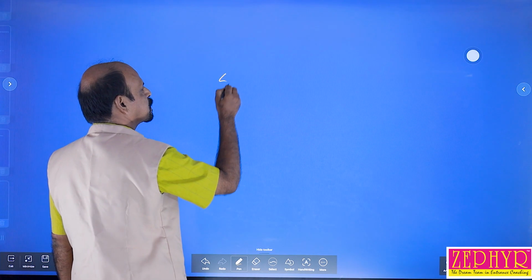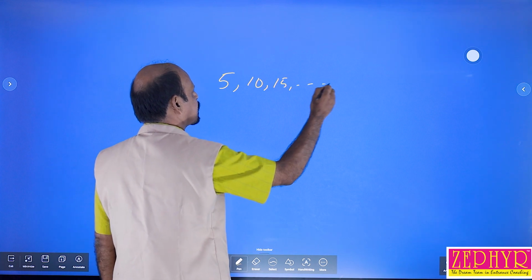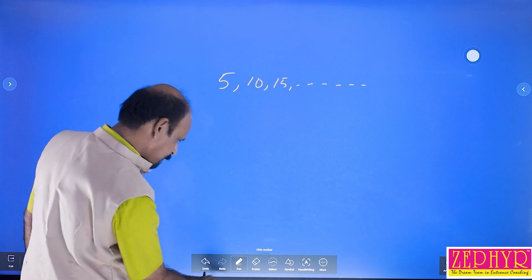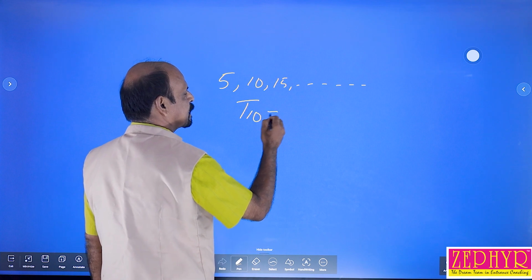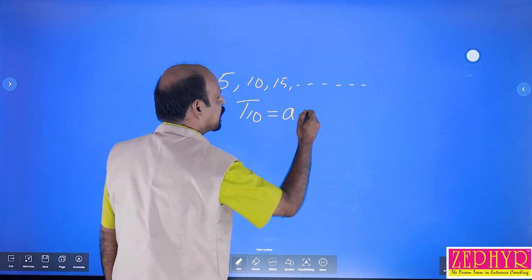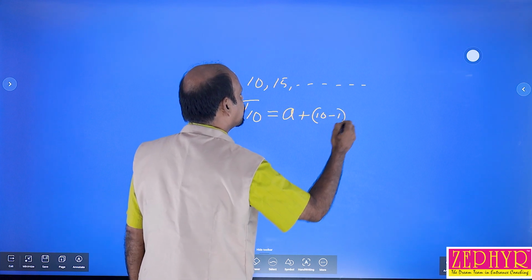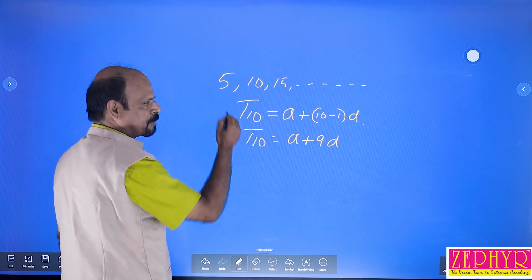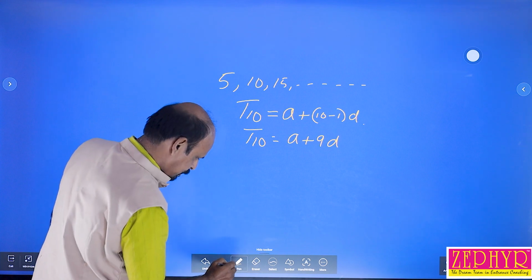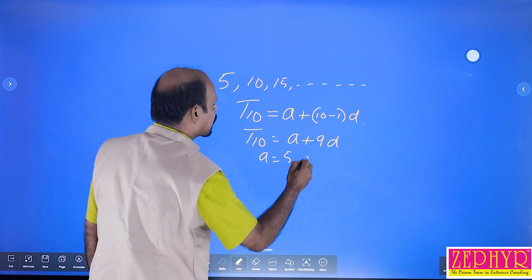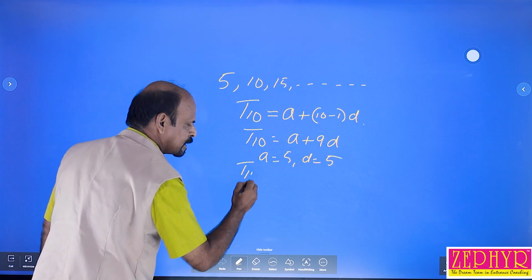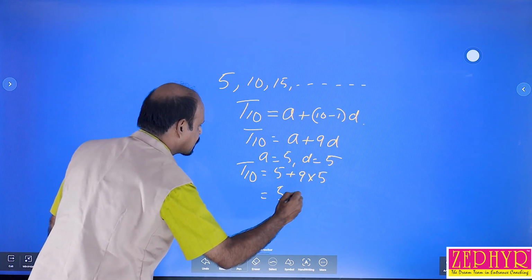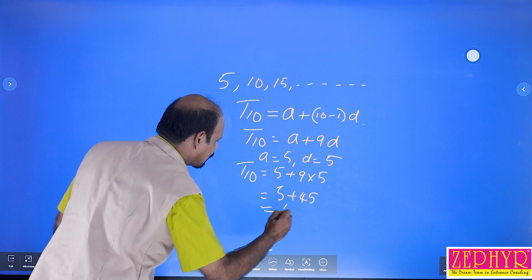For example, suppose 5, 10, 15, etc. We have to obtain the 10th term, that is T10. By the formula we can write A plus n minus 1, that is 10 minus 1 into D. Therefore, T10 equals A plus 9 into D. We can observe from the AP, A is 5 and common difference is also 5. So 10th term is obtained as 5 plus 9 into 5, that is 5 plus 45, equal to 50.